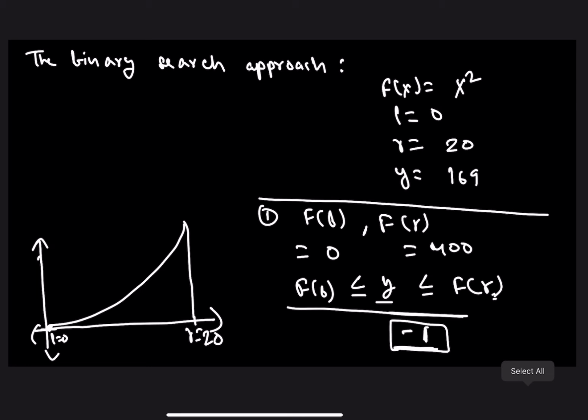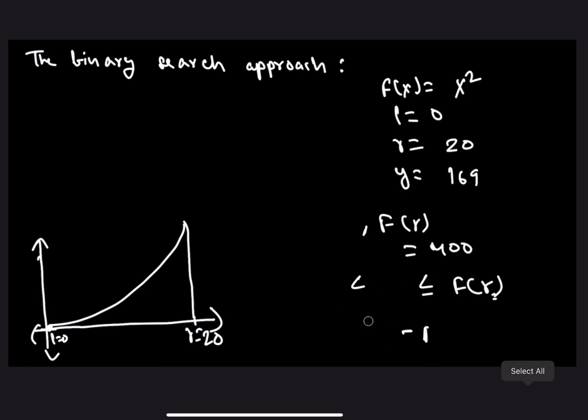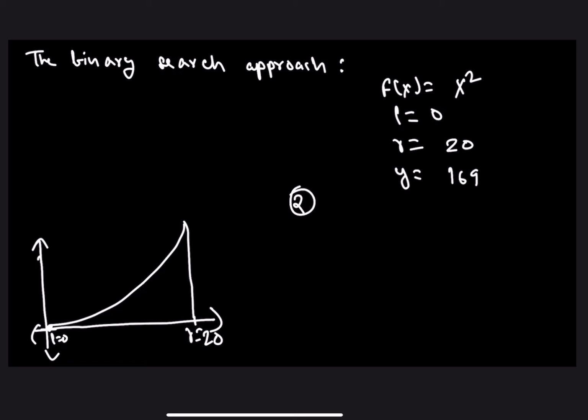Now let's move to point number two. What it states is that initially we have a search space of some particular size. In this case our search space is L to R, and the size of it is equal to 20. At the end of each iteration, we try to reduce the size of the search space by 2, that is, half the size of the search space.